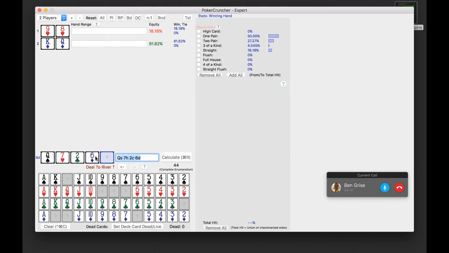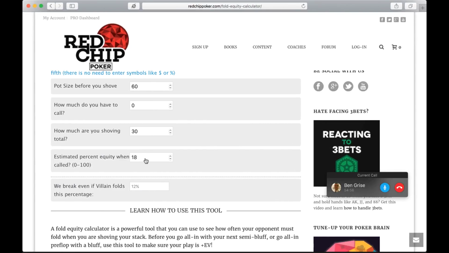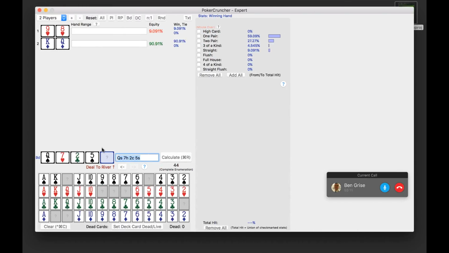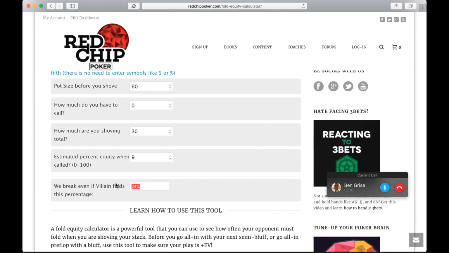Now let's make it even more extreme. Let's say that you only pick up a gut shot. You pick up like the five of spades. Click calculate. You picked up 9% equity there with implied odds too. So you have 9% equity. Your opponent only needs to fold 24% of the time. If he folds 1 in 4 times, you're breaking even. And the other thing is that if you drill a 6 on the river, you're getting paid for sure. So there are implied odds as well. This number might actually be 0.